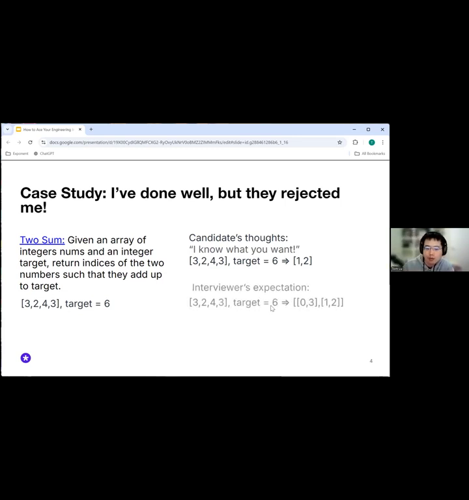But maybe your interviewer, as some of the students already indicated there, is actually seeking a complete answer. So the right expectation here is to return both 0, 3 and 1, 2. So the takeaway here is to always check in with your interviewer to see whether your understanding matches theirs. Without a common understanding, we are basically wasting our time implementing a wrong version of the code.